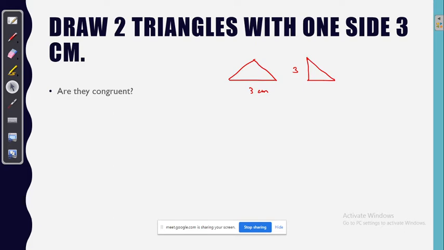Ma'am, I didn't draw that. No, you have to draw. Draw and tell me. Draw using a scale and pencil. Measure this 3 centimeter.